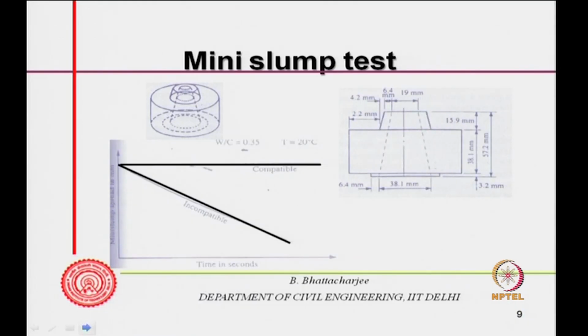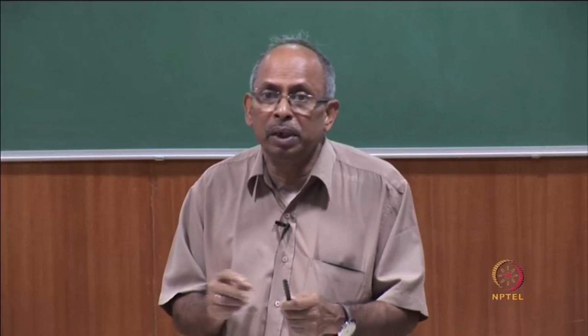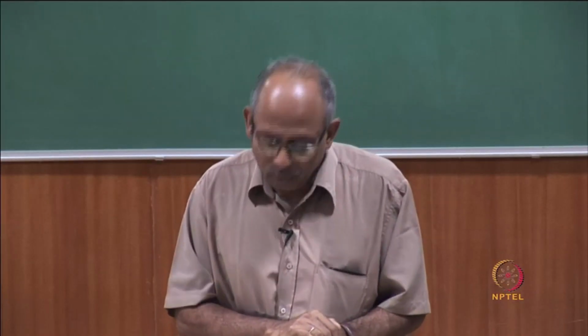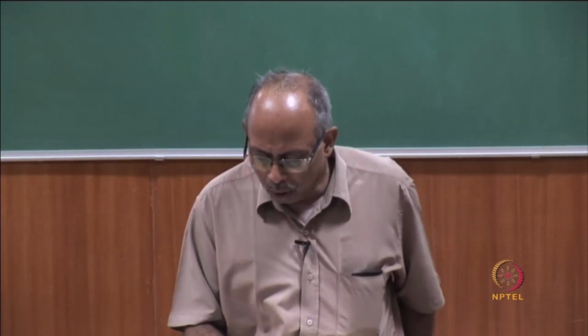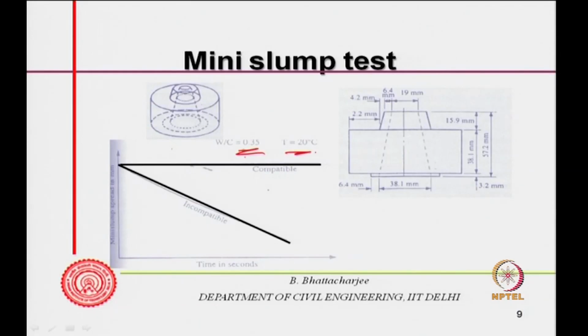Mini slump we can do, and compatibility you can determine at different times after mixing. If you determine the slump flow with time, for a given water-cement ratio, usually people do it for a water-cement ratio of 0.35 and at 20 degrees centigrade, and the flow, the spread in millimeter, reduces with time, then it is not compatible. But if it remains constant for a certain period of time, then it is compatible. So, details I am not discussing.